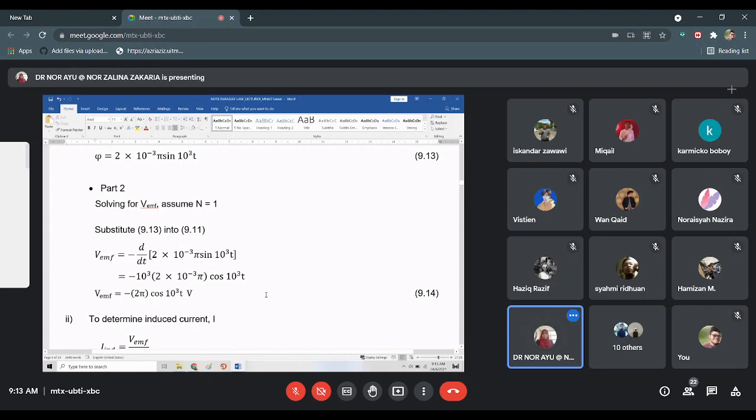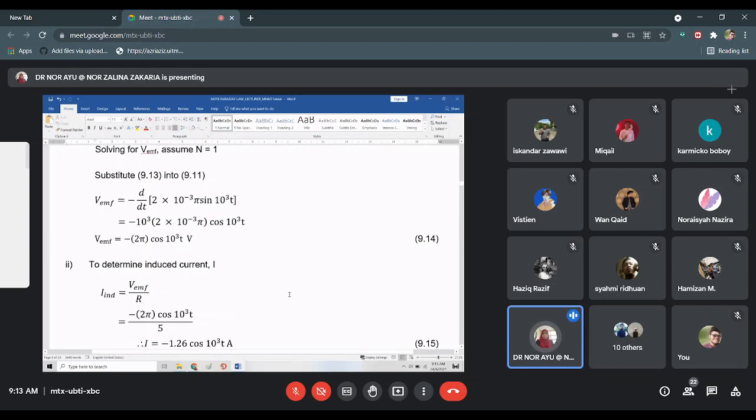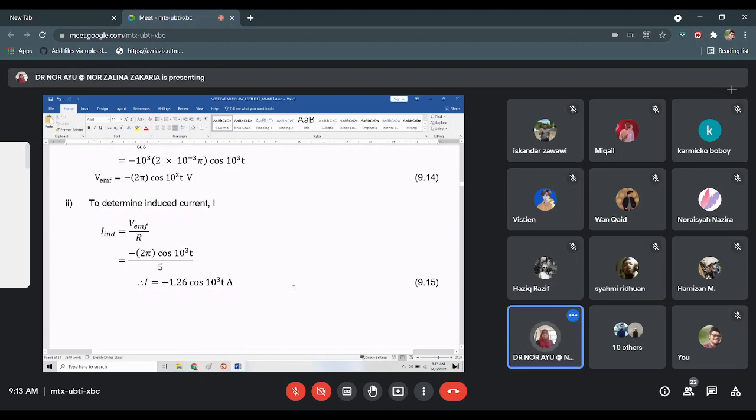Alright. So we have this electromotive force, and the question wants you to determine the induced current. Of course we need to use the equation V equals IR, and from there you find your current, which is I induced equals V_EMF divided by R. R is given as 5 ohm just now, and this is your V.